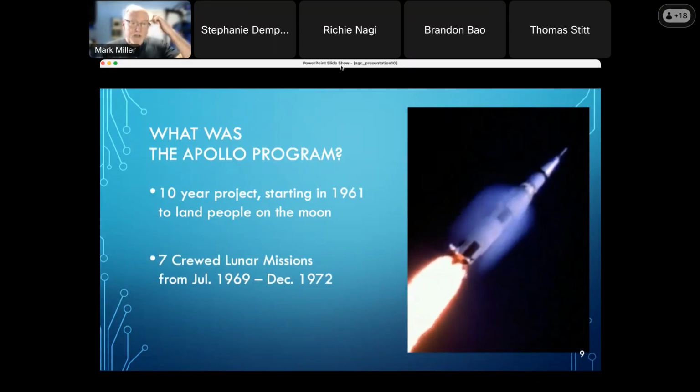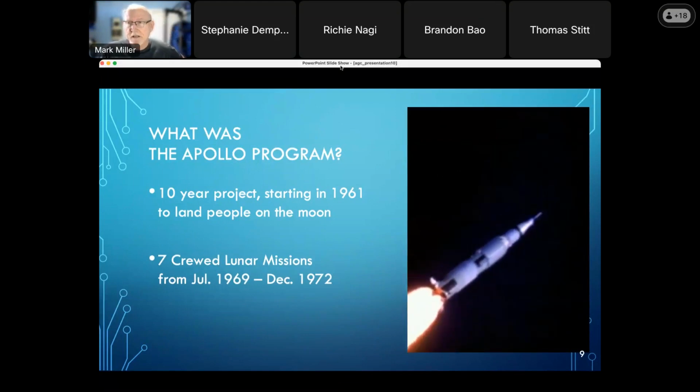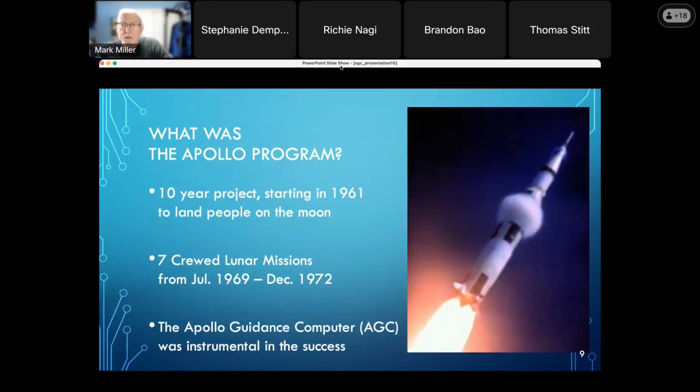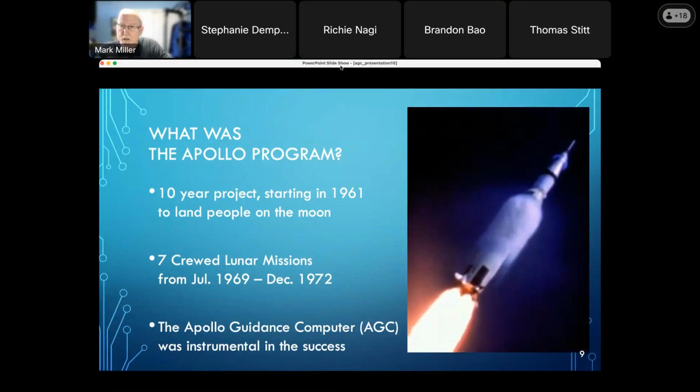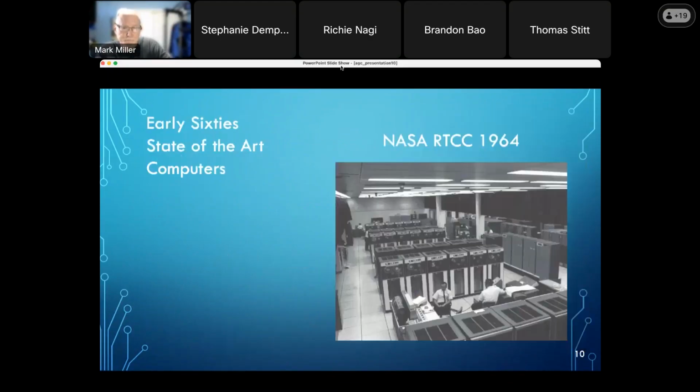There were 7 crewed lunar missions between 69 and 72. 6 of them succeeded in landing, 1 did not. That was Apollo 13. And the Apollo guidance computer was a critical 4th crew member in all of these flights and was instrumental in their success.